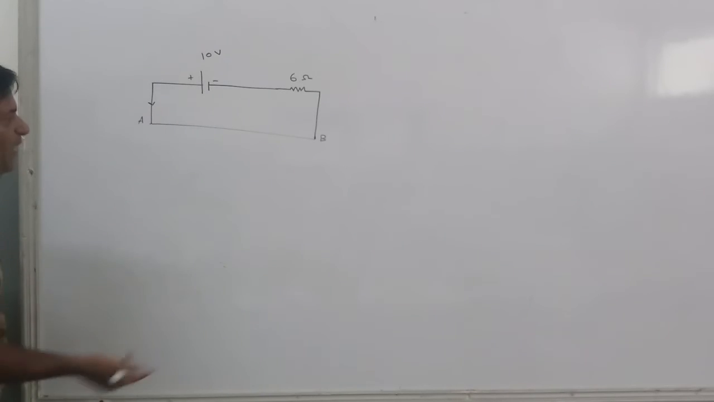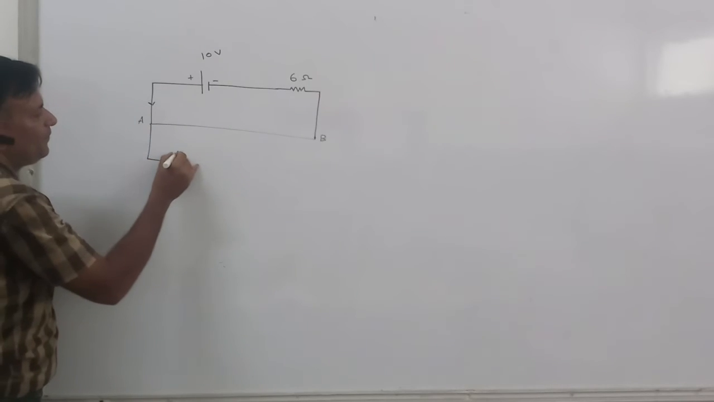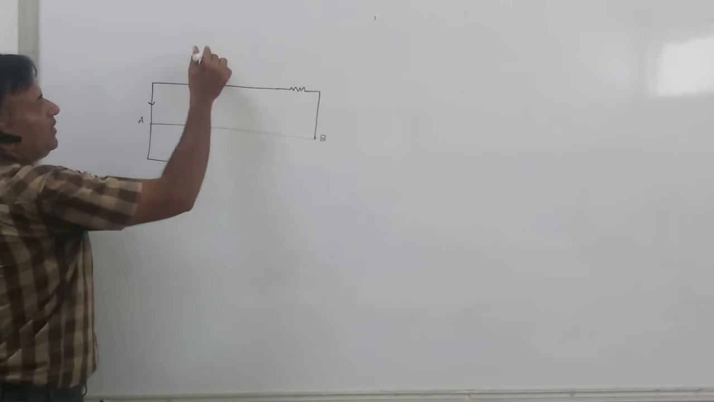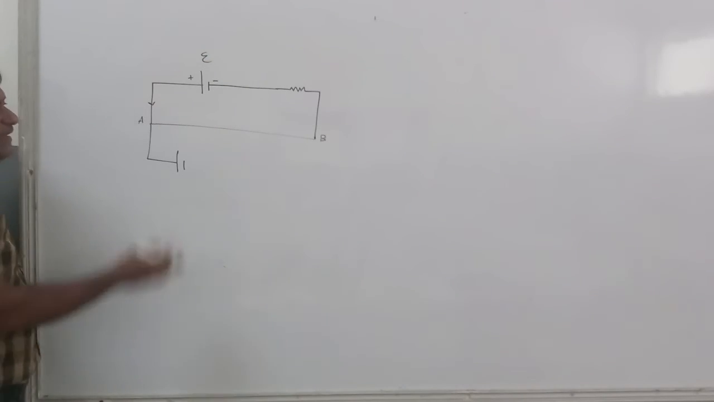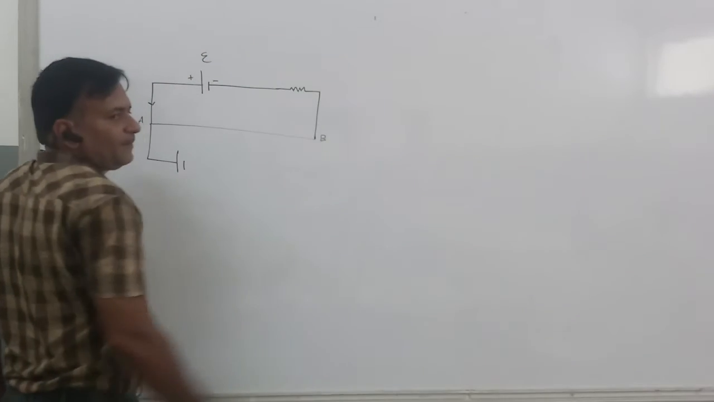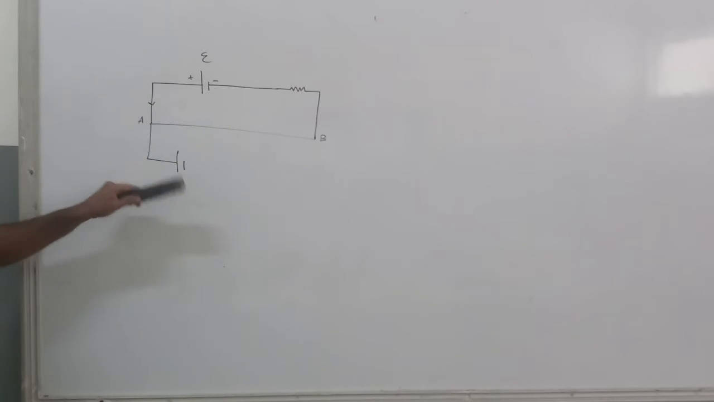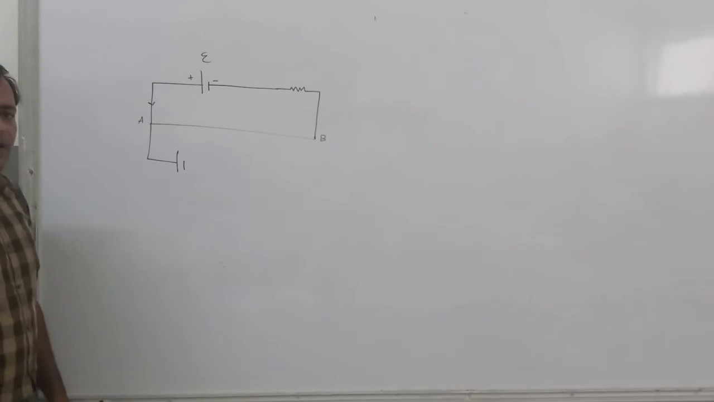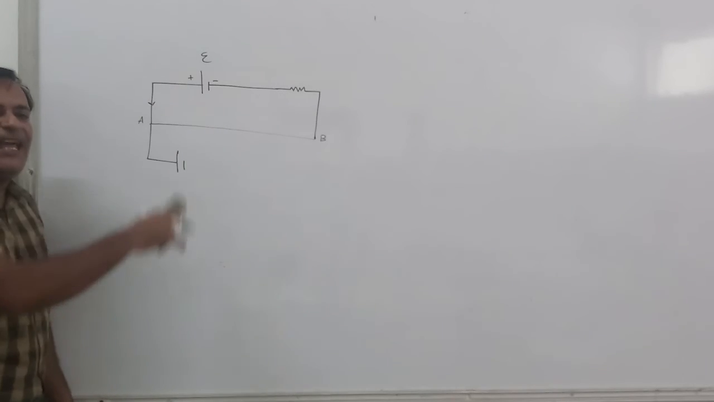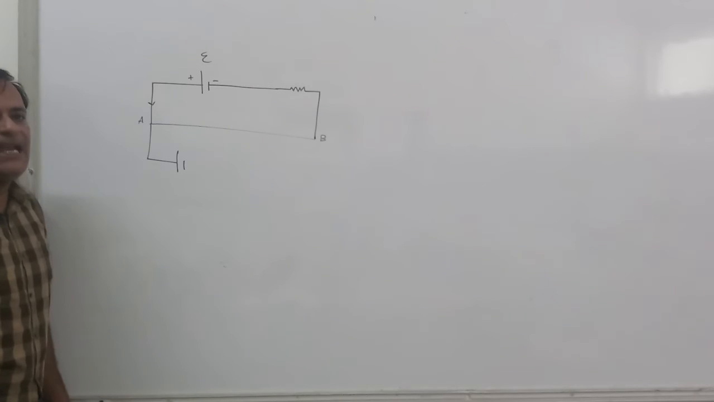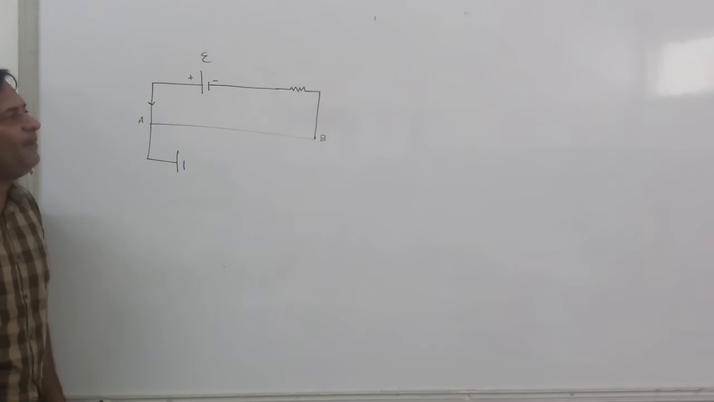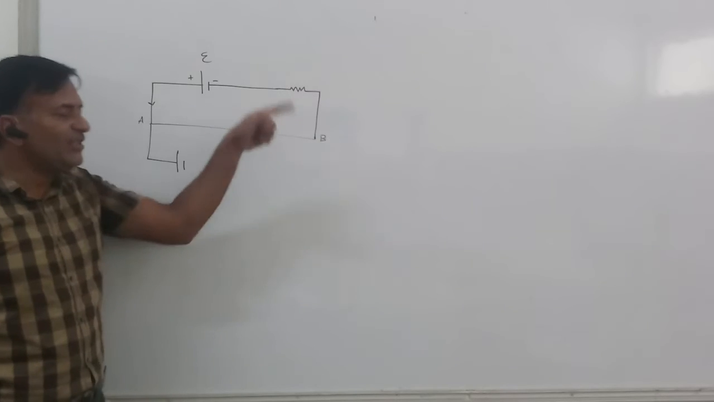Now we have to measure the EMF of a cell. This is the EMF of a cell, epsilon. This circuit is known as the primary circuit. Whatever we connect at the bottom of this wire AB is known as the secondary circuit. In books, you will find a different diagram of potentiometer, but I am not drawing that because in examinations, whether board or competitive, the type of potentiometer circuits they give is of this type.